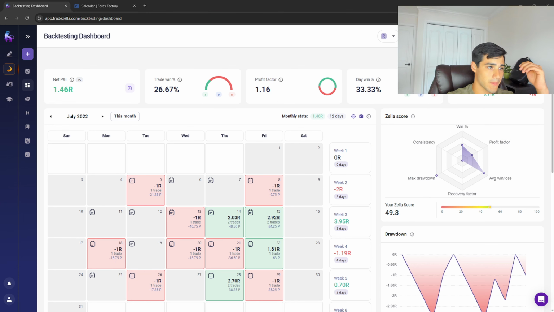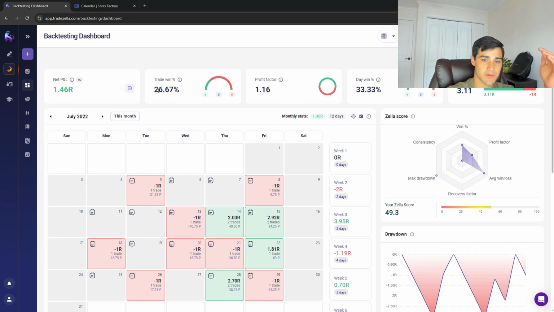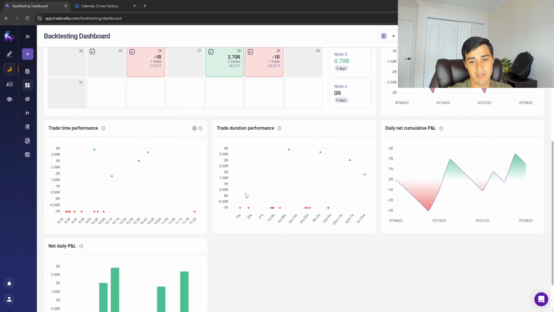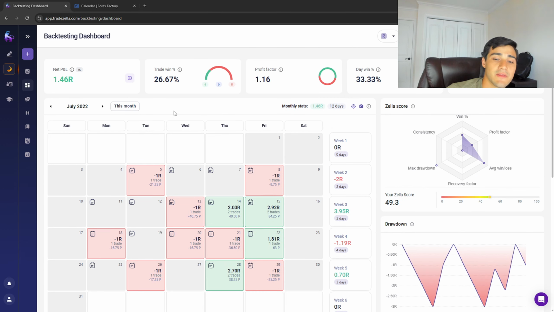So if you look at my back testing results here, let me move myself out of the way real quick. We can see that even in back testing, I'm sitting around break even with a 26% win rate. Profit factor of 1.16, day win percentage at 33%, average win to loss 3.11. So the only reason I'm slightly in profit in my backtesting session is because my risk is well managed. If I keep the risk simply at 1R, then I come out at break even at the end of the month. The issue is I'm not taking good, solid trades, mainly due to the conditions that I'm putting myself in.